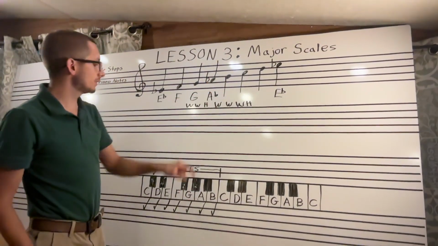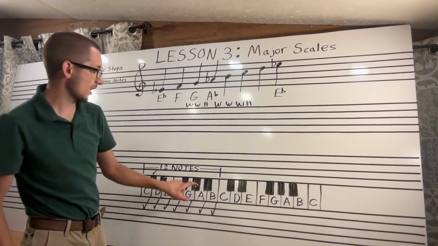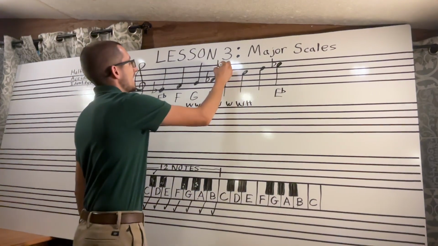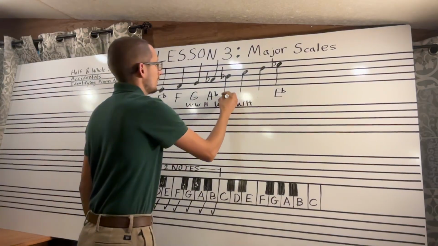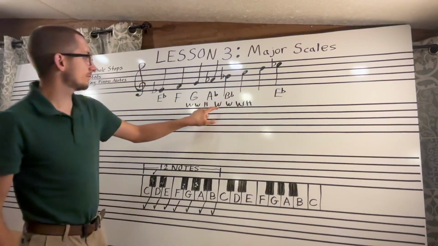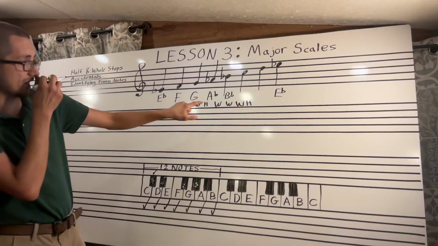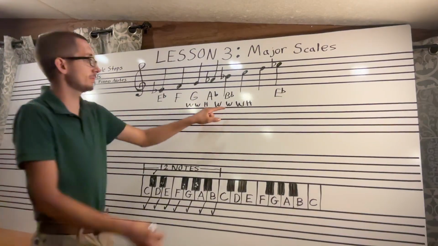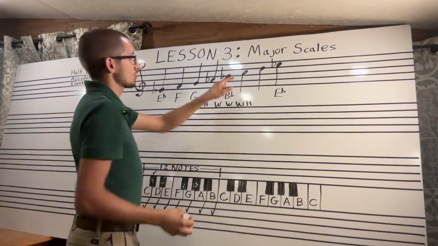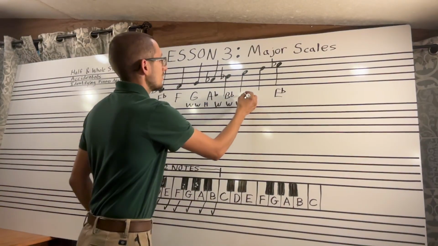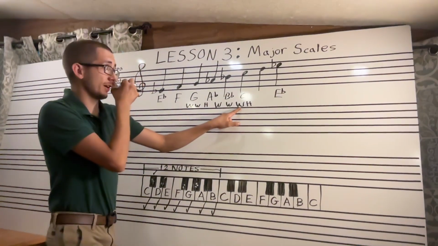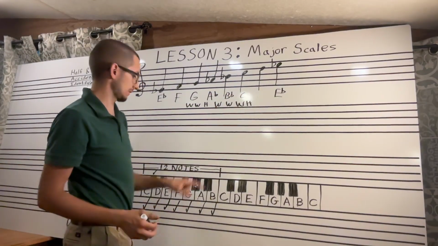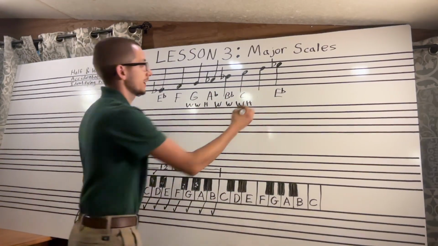A flat to B, that's not a whole step, so we need to add a flat sign to that B. B flat to C, is that a whole step? We need another whole step. That's a whole step, so that pitch is good to go, no flats needed. We need another whole step now. C to D, that's already a whole step, so we're good to go there.